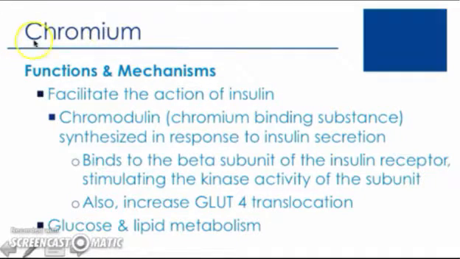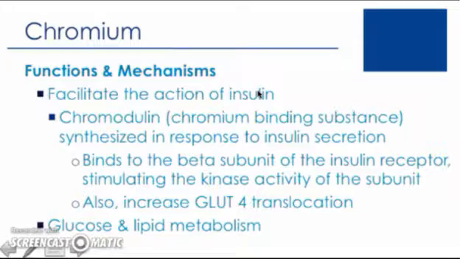A key function of chromium that has been recognized in the literature is that it facilitates the action of insulin. So when we have insulin binding to the insulin receptor, that will promote a signaling cascade within the cell, which then leads to a series of events and a number of outcomes within the cell. A key outcome that we've discussed previously is the translocation of GLUT4 channels to the cell membrane. So that is a result of insulin binding to the insulin receptor.